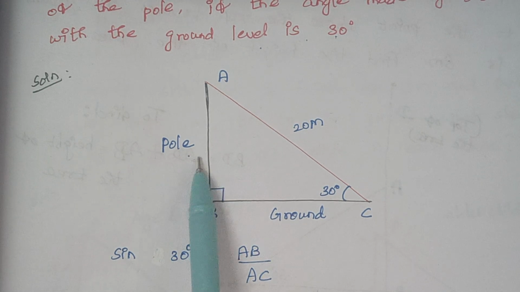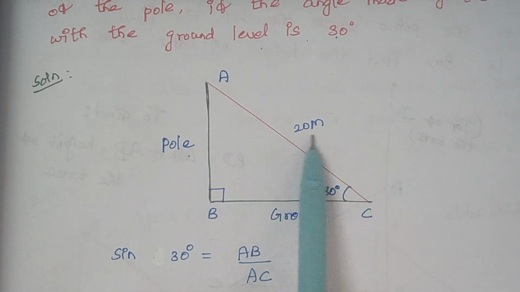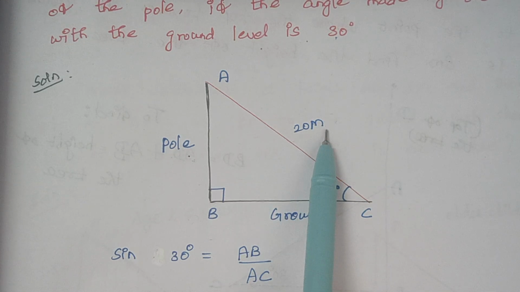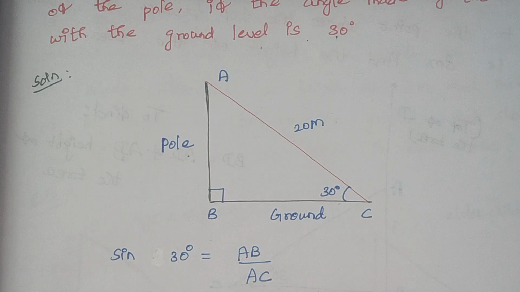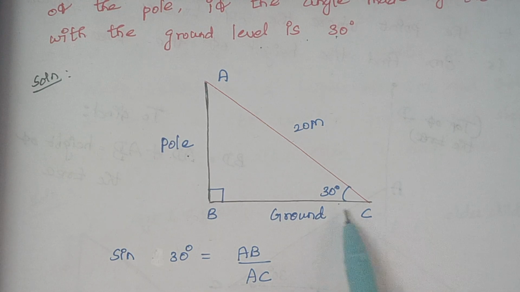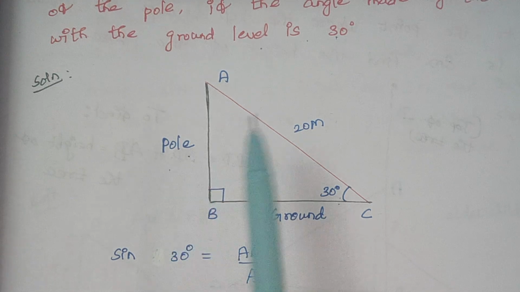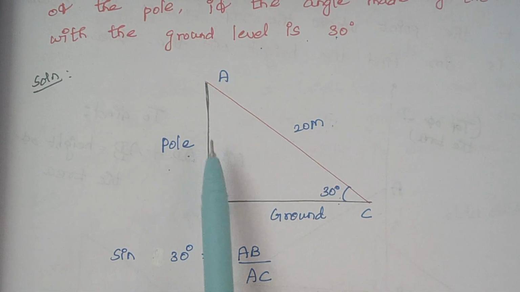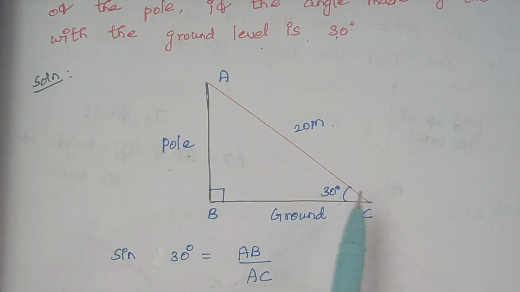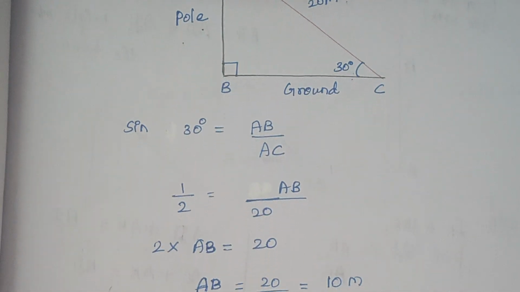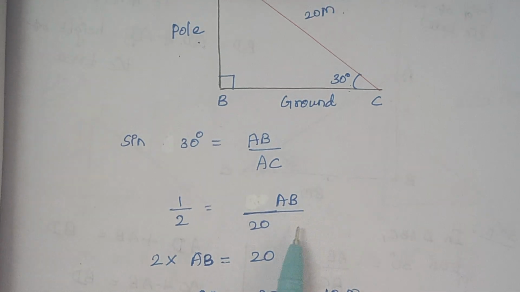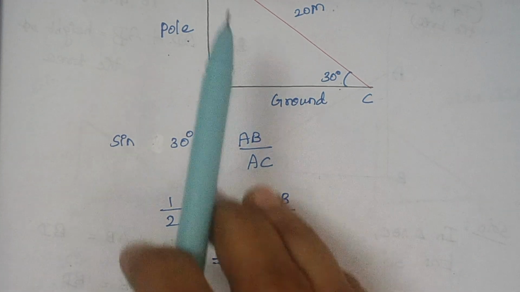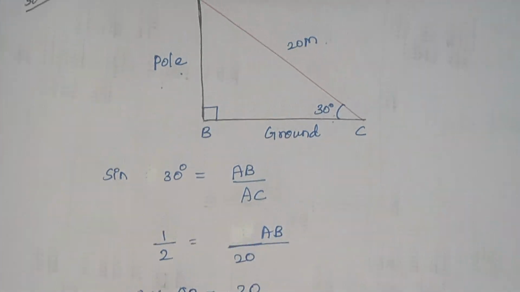But what are all the things we know? Here we know the value of the hypotenuse, and here is our angle. So now we are considering sine 30 degrees. Sine 30 is nothing but opposite by hypotenuse. Here the opposite side is AB and the hypotenuse is AC. So sine 30 is given by 1 by 2, which is equal to AB by AC, and the value of AC is 20. This is your AC here.